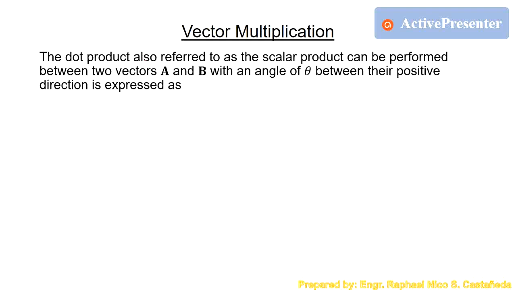It can be performed between two vectors, say vectors A and B, with an angle of theta between their positive directions. The general formula is that the vector A dot product vector B is equal to the product of the magnitudes of A and B times the cosine of the angle between them. That is the general formula.